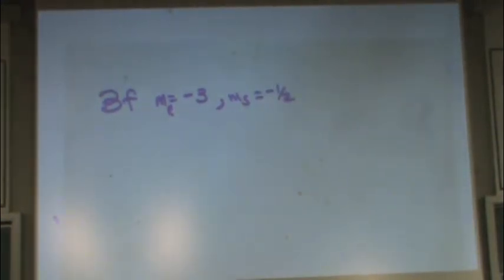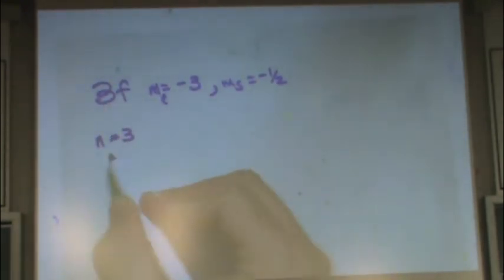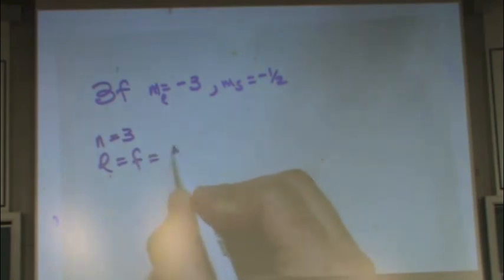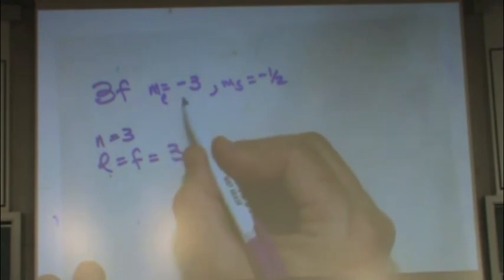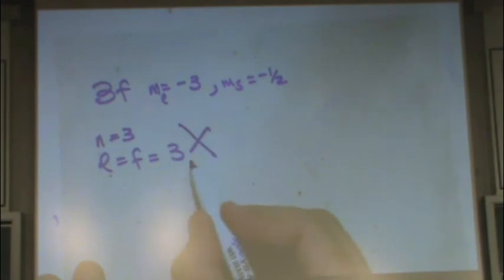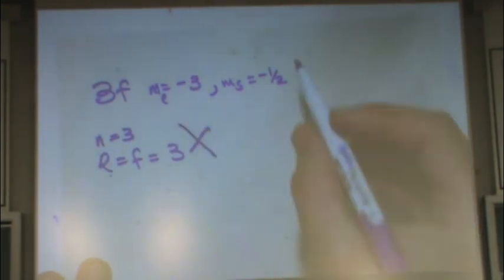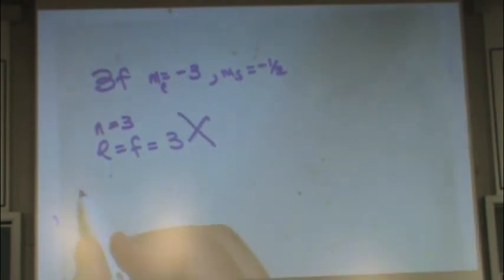is this allowable? Yes or no? You should say no, I hope. And because why? Yeah, because n, this number right there is 3, and L is the letter F, which is 3. Now, if L is 3, is this one okay? Yeah, so this is not okay here, but if L equals 3, M sub L could be minus 3. Can M sub S be minus 1/2? Yeah, that's okay too.